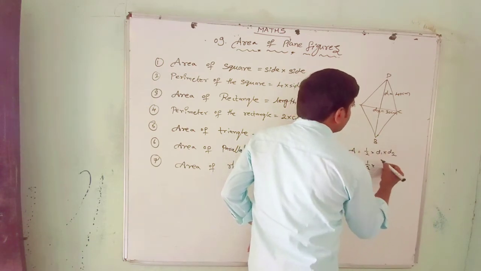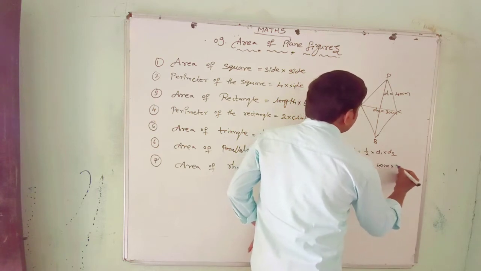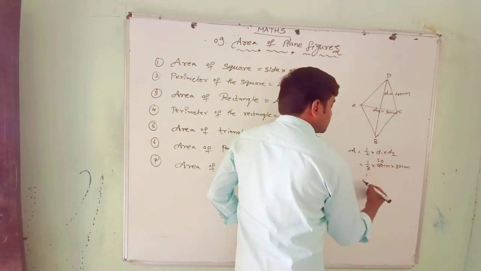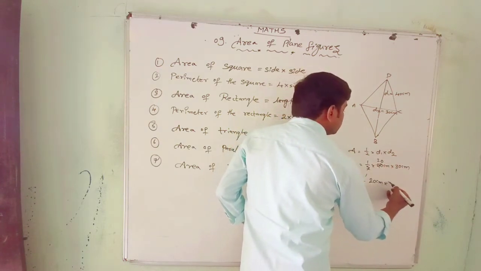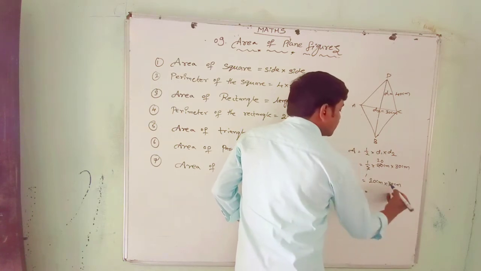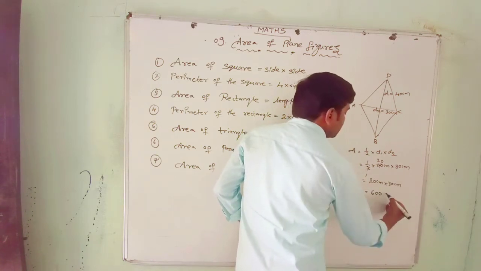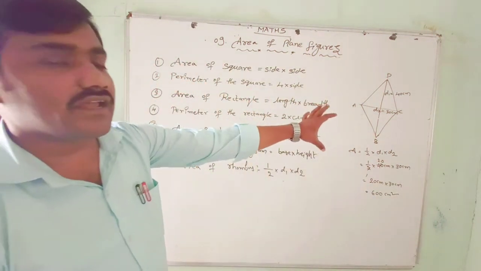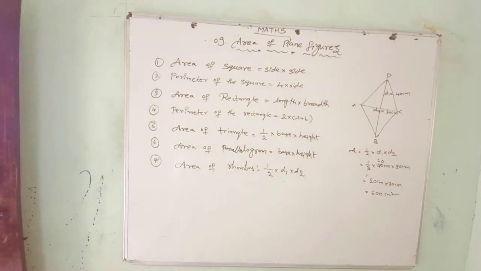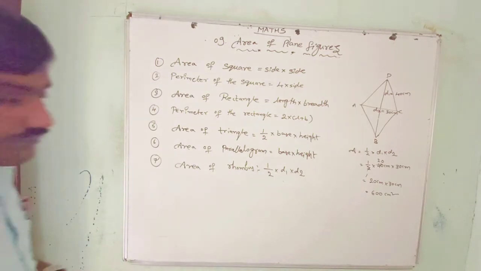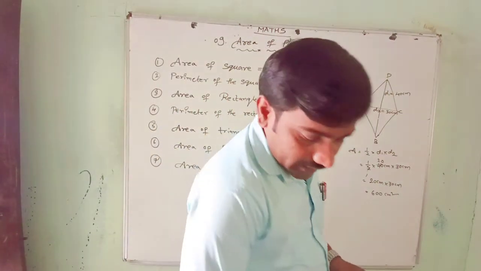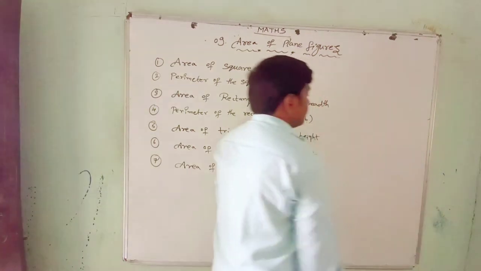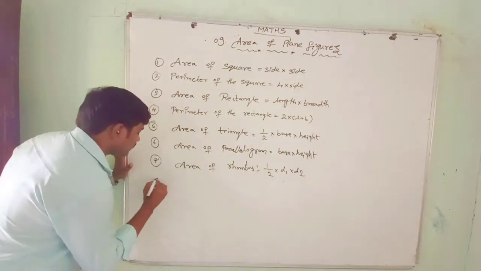That is 1 by 2 into D1, 40 centimeter, into D2, 30 centimeter. 2 ones are 2, 2 twenties are 40. Then left over is 20 centimeter into 30 centimeter. 20 into 30 is 600 centimeter square. The area of the particular rhombus is 600 centimeter square. Now next we go for area of quadrilateral, the 8th one.